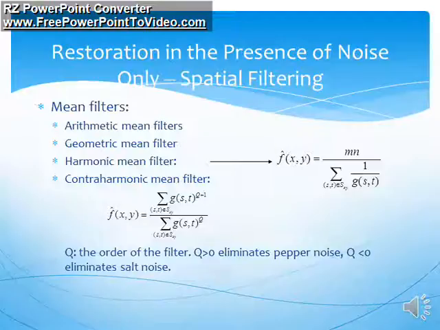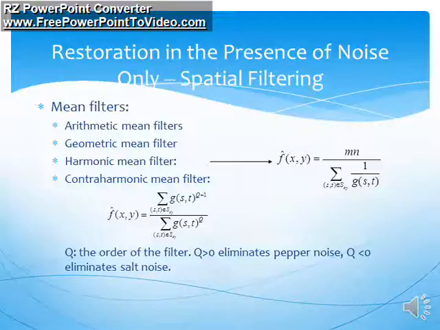So the contra harmonic mean filter and the harmonic mean filter equations have been given, which you have to follow very carefully. Here Q is the order of the filter. Q must be greater than 0 for elimination of pepper noise, and Q must be less than 0 to eliminate the salt noise.